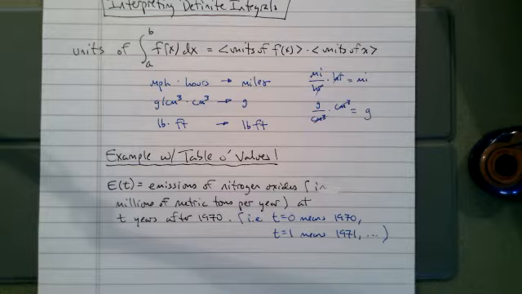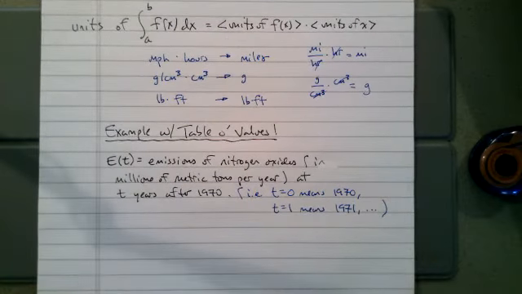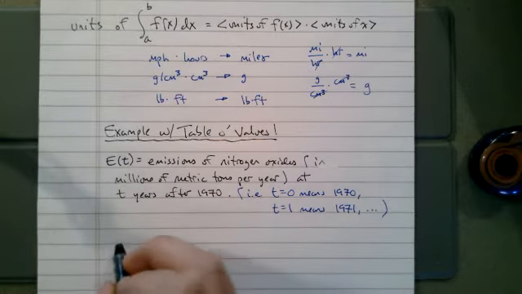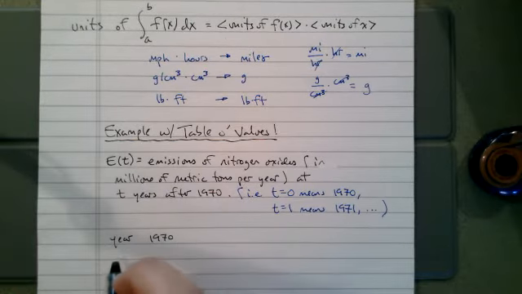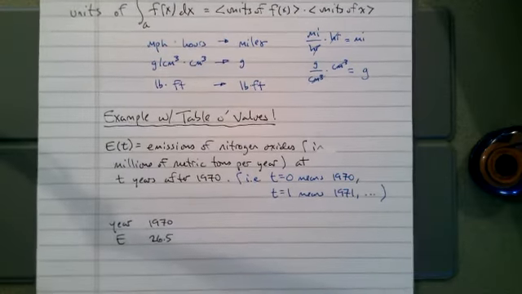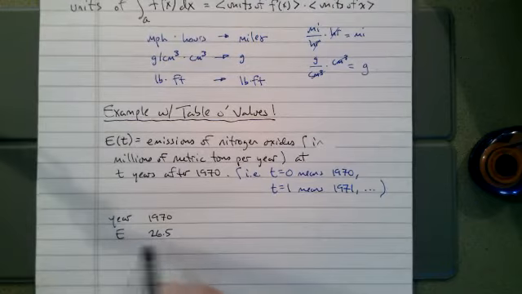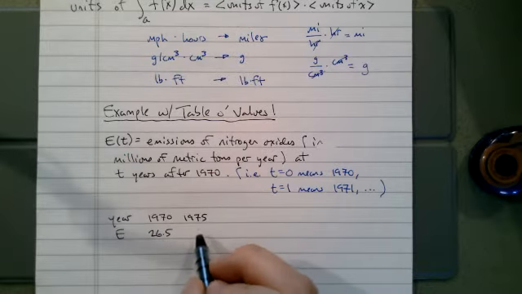So now, instead of giving you a function to actually work with, I'm going to give you a table of values. So let's say the year 1970, the emissions in millions of metric tons per year was 26.5 million metric tons per year. Remember, this function is a rate. 1975, 26.2.